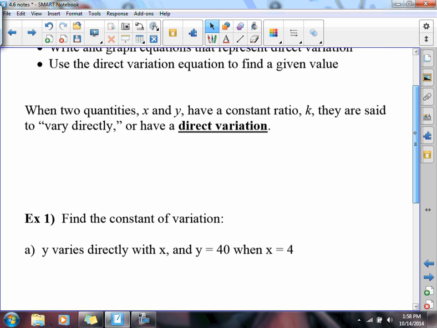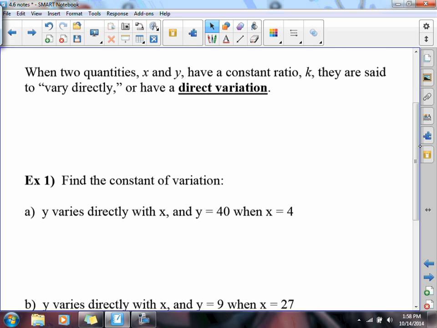Now when two quantities, we'll just call them x and y, have a constant ratio, we're going to call that ratio K, then they are said to vary directly or have direct variation. So what that means is if we have two quantities in a ratio, like 2 over 4, that would reduce to 1/2.